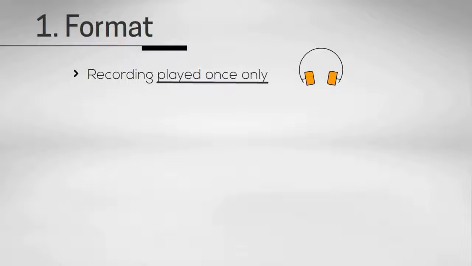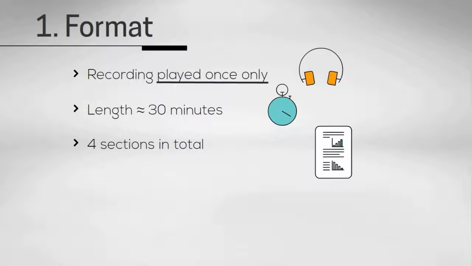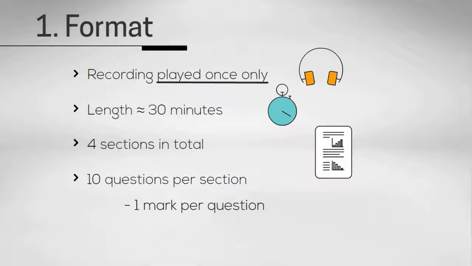Let's get started. Okay, let's begin with the format of the test. The test is based around an audio recording. The recording lasts 30 minutes, which is the length of the test. However, you don't need to listen actively for the whole 30 minutes. The test itself is divided into 4 sections. Each section has 10 questions. So that makes 40 questions in total. Each question is worth 1 mark, so that will give a total of 40 marks.